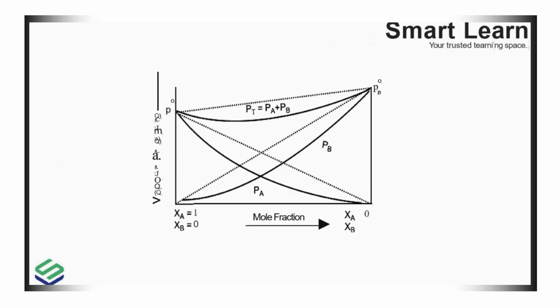Then we go through the graph. In this graph, the curve lies below the Raoult's law line. So the vapor pressure is lower than expected. The solute-solvent attraction is stronger and molecules cannot escape easily, so the vapor pressure is lower. Examples: chloroform plus acetone, and nitric acid plus water.